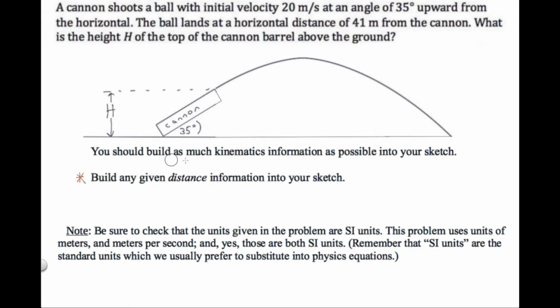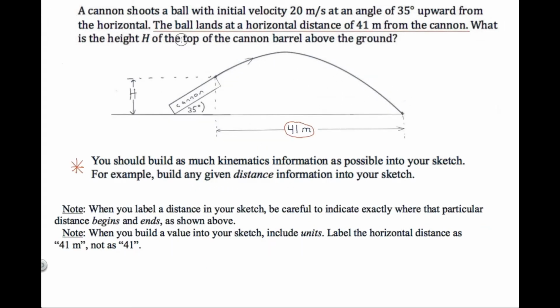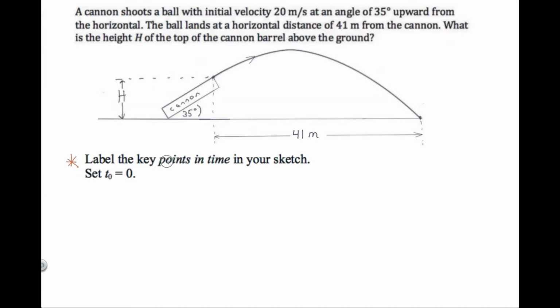You should build as much kinematics information as possible into your sketch. For example, build any given distance information into your sketch. The problem tells us that the cannonball lands at a horizontal distance of 41 meters from the cannon. Build that information into the sketch, like so. Label the key points in time in your sketch.